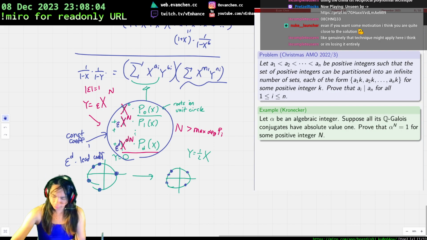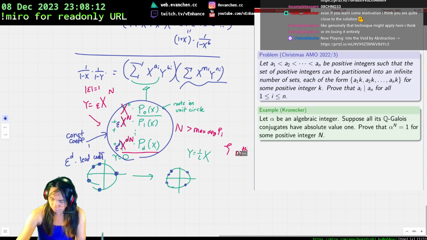So let's say I picked some big N. Suppose there's a root zeta, which is a primitive mth root. That means I should be able to take this whole thing modulo x to the m minus 1, and it needs to be divisible by phi of m.